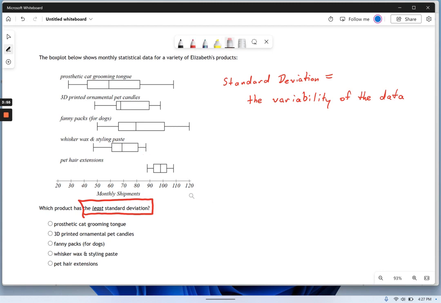If I had to say which one of these had the largest standard deviation, some versions of this problem have that, then it would just be a question of which one of these data sets is most spread out. And for most spread out, I would say probably this one or that one, right? They both look pretty far.